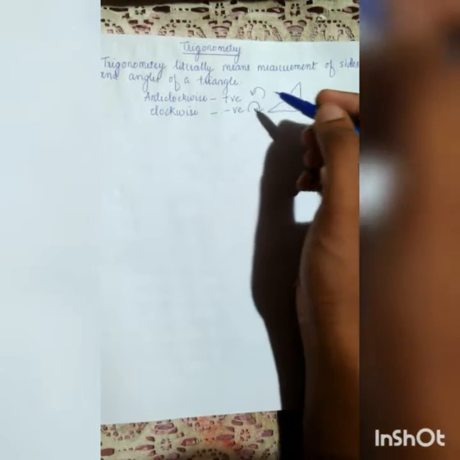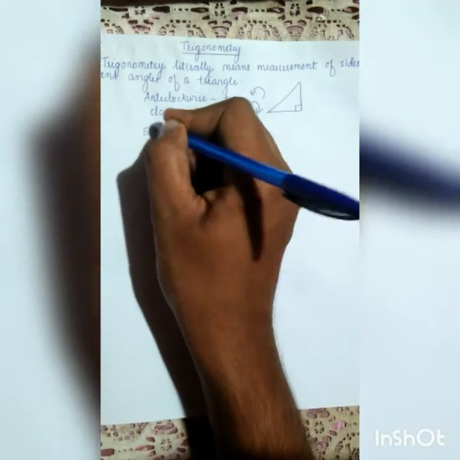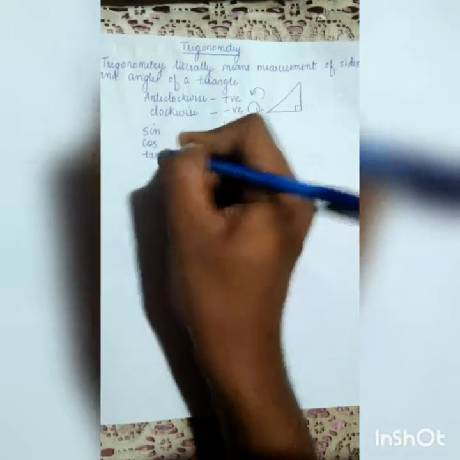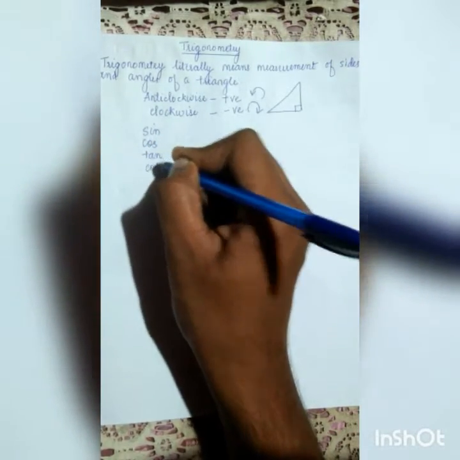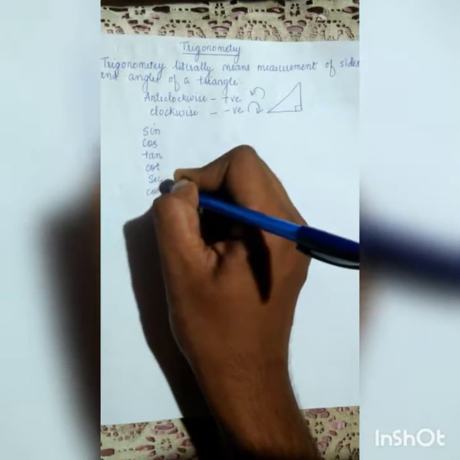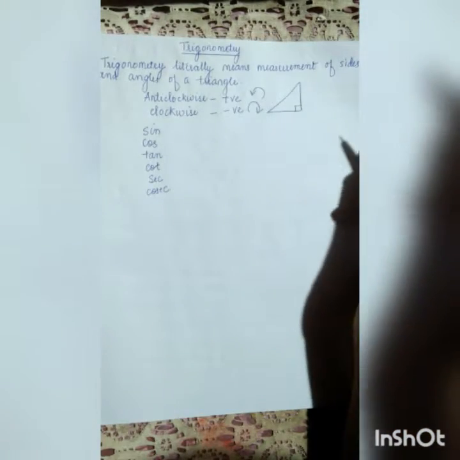Now the basic trigonometric ratios we use are sine, cosine, tan, cot, sec and cosec. So we have 6 trigonometric ratios. I'm going to tell you about each of them.